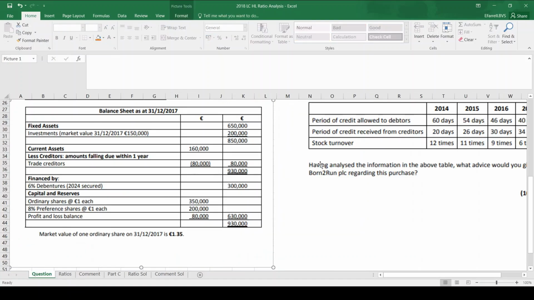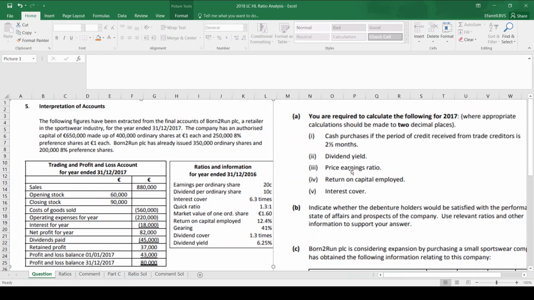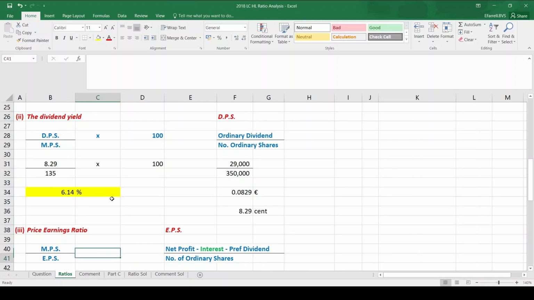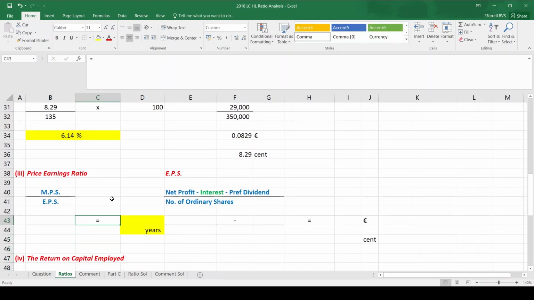The third ratio we're asked to work out here is the price-earnings ratio. So the price-earnings ratio is market price per share over earnings per share. So again, market price per share is easy. We've done it already. We're given it just underneath the balance sheet. It told us it's €1.35, which is 135 cents. And I'm going to divide that by earnings per share.